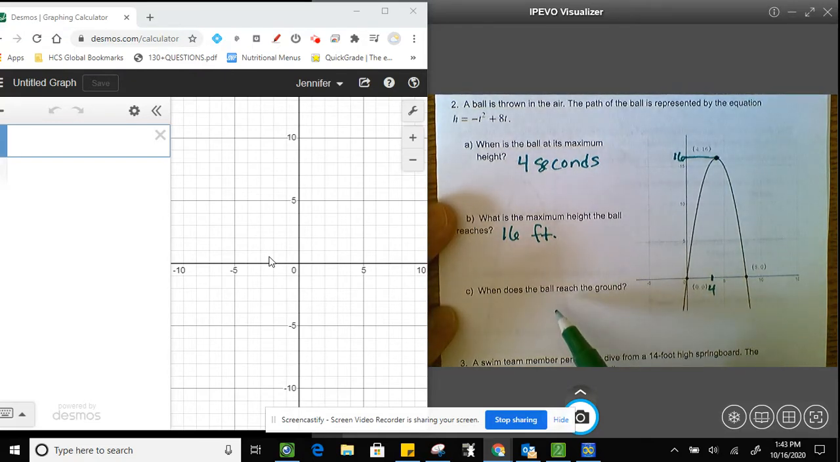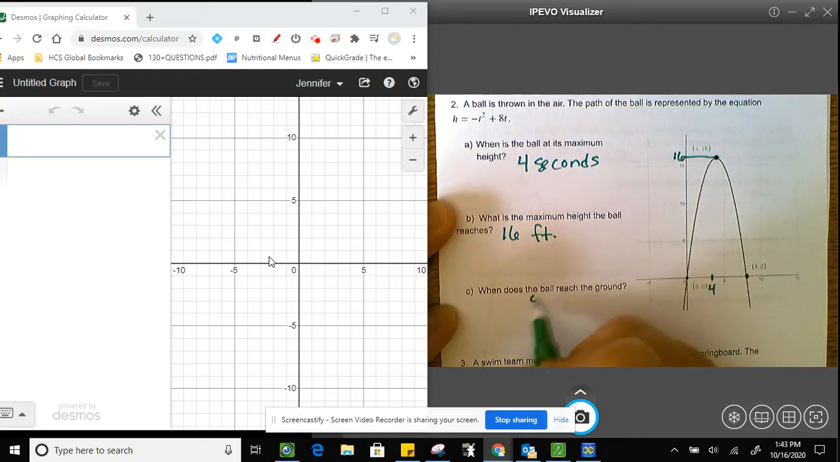And then when does the ball reach the ground? So it hits the ground. Look at that. It's the same right here. 8 seconds.